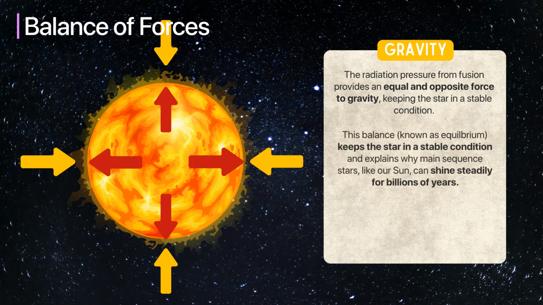This balance keeps the star in a stable condition, neither collapsing under gravity nor blowing apart due to the fusion energy. This equilibrium is why main sequence stars, like our Sun, can shine steadily for billions of years.